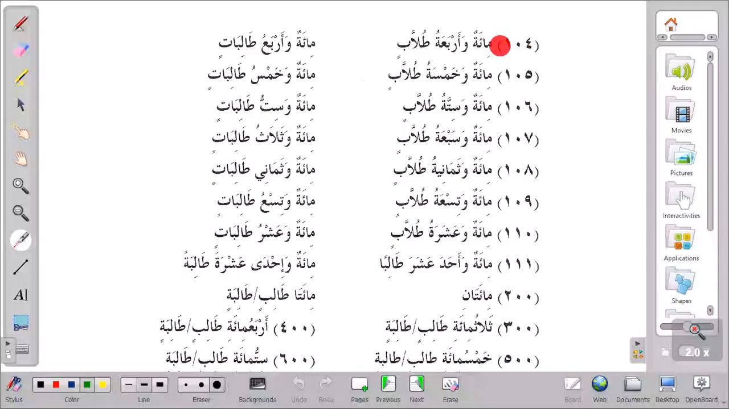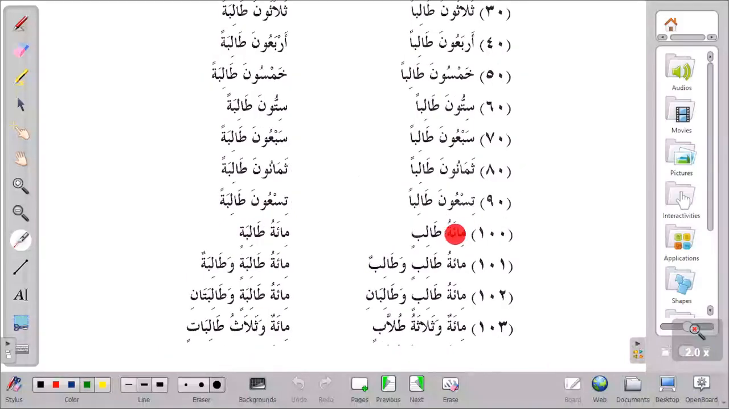And all the hundreds, like we have said previously, the 100 is mi'atun, so it is mudaf wa mudaf ilayh. We have said this. So you just say mi'atu talibin, 100 students, and it doesn't distinguish whether it is masculine or feminine. You use mi'atu talibin or mi'atu talibatin, like we saw here. Okay, mi'atu talibin or mi'atu talibatin.